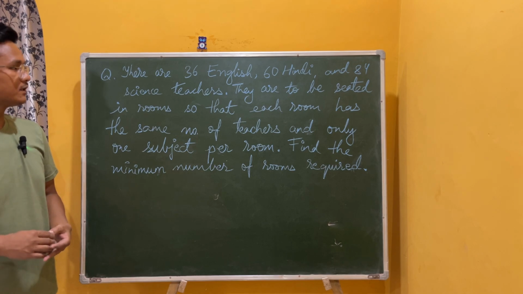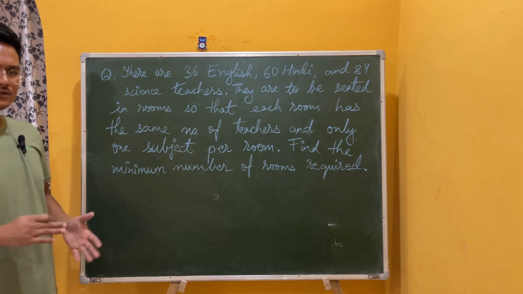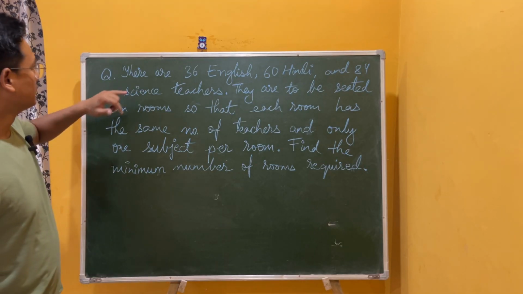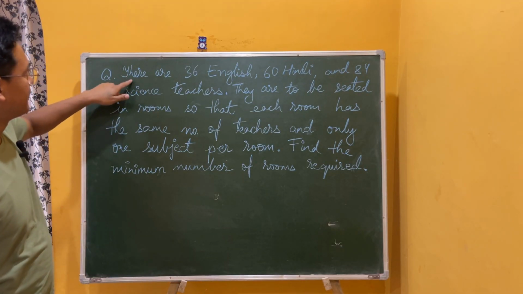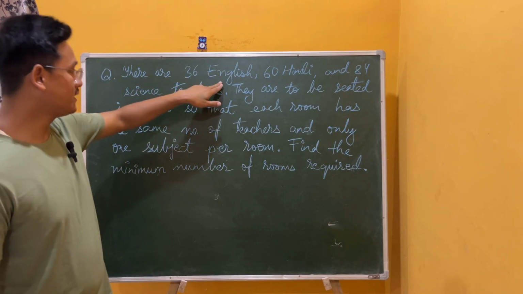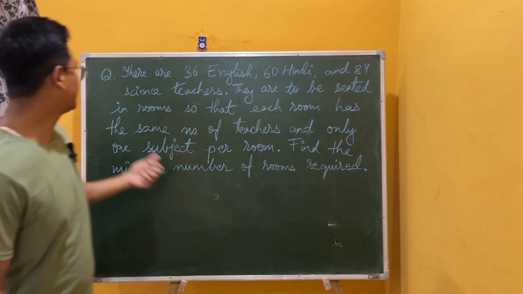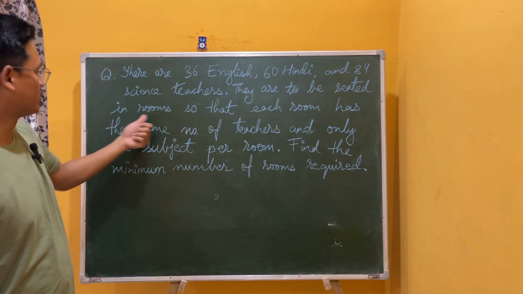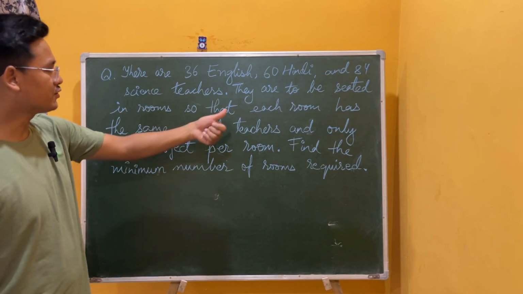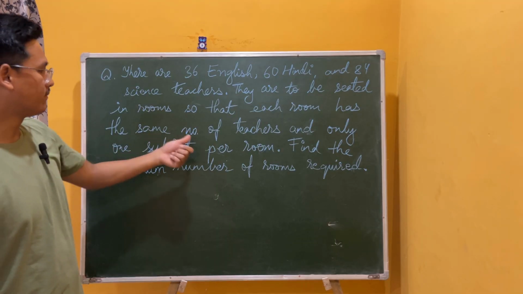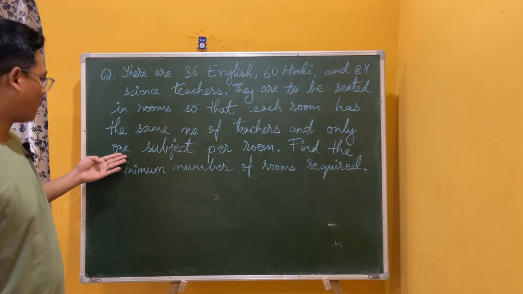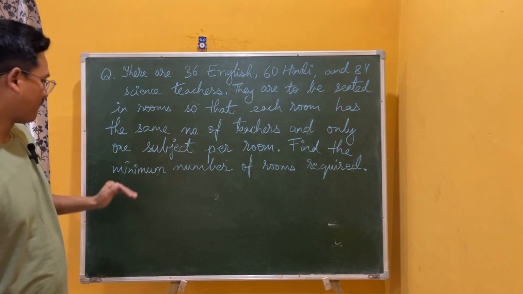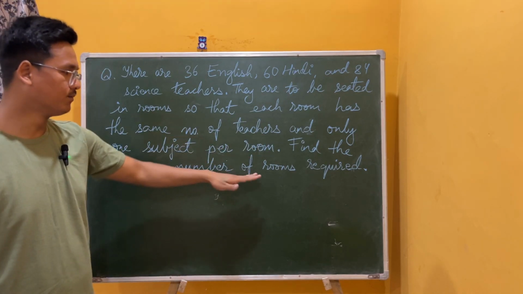All right, we have another question similar to the previous one. It goes like this. There are 36 English, 60 Hindi and 84 science teachers. They are to be seated in rooms so that each room has the same number of teachers and only one subject per room. Find the minimum number of rooms required.